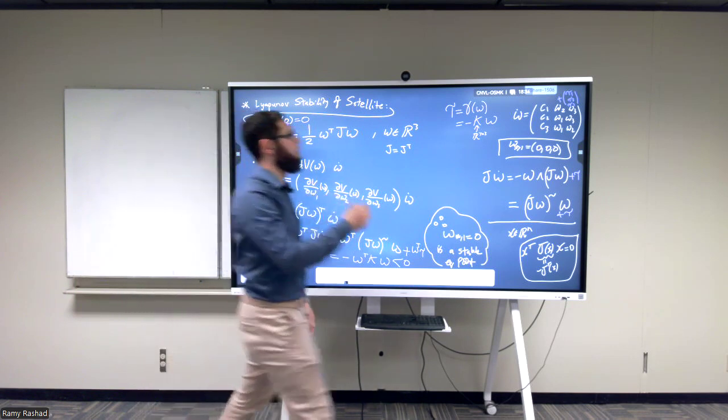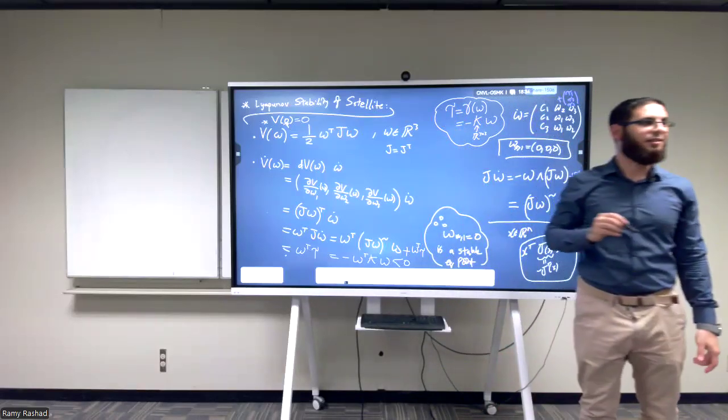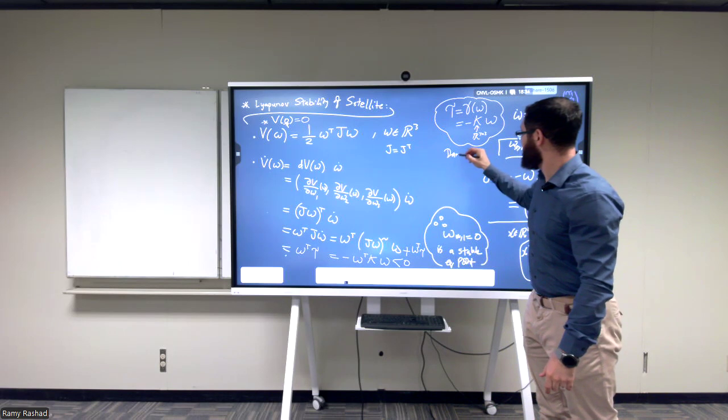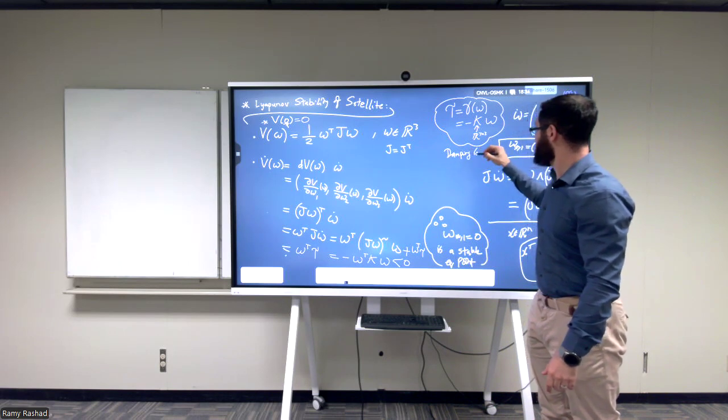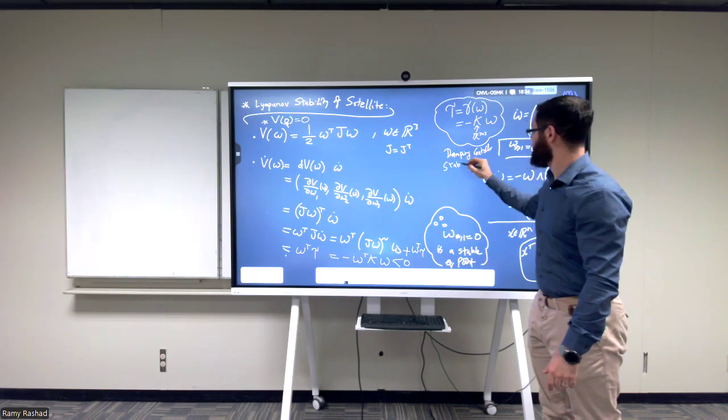And this is our first controller. First time we do control in the whole geometric control course. Congratulations. So this is a damping controller, or a stabilization controller.